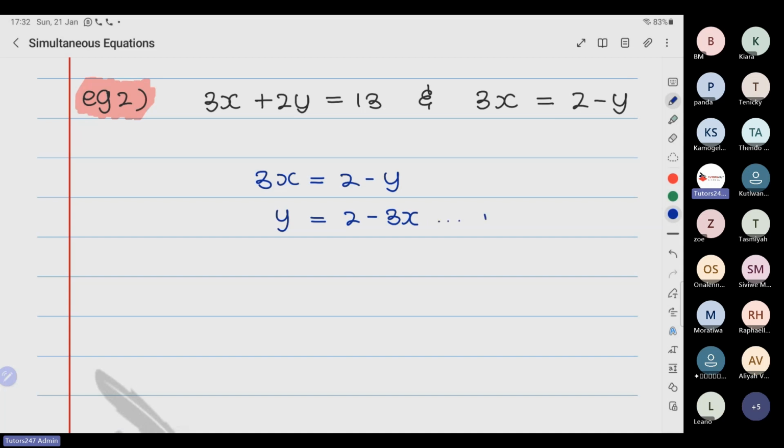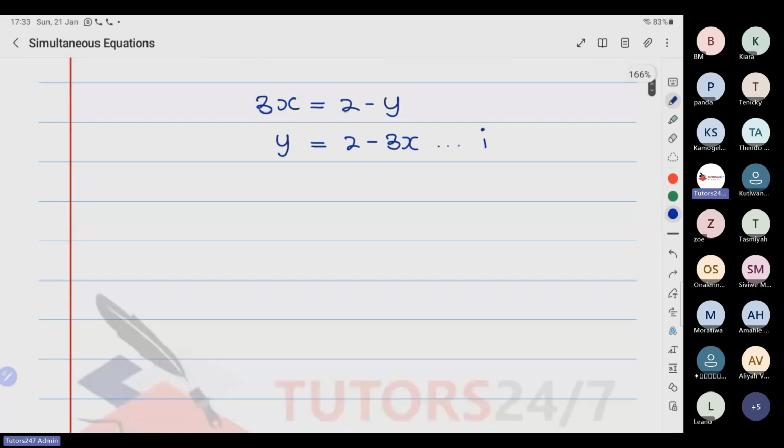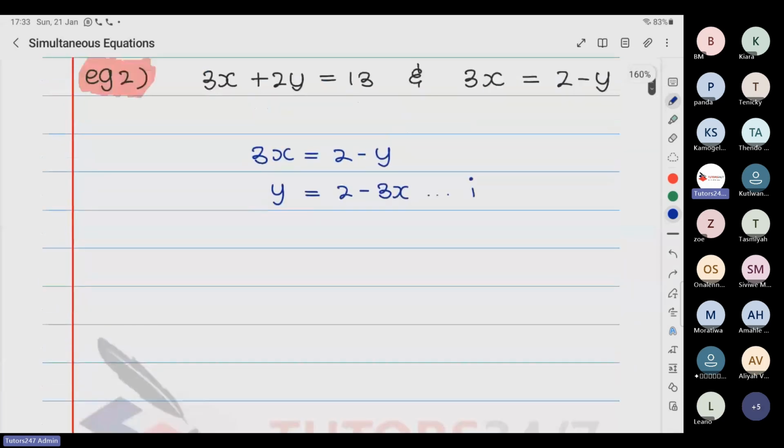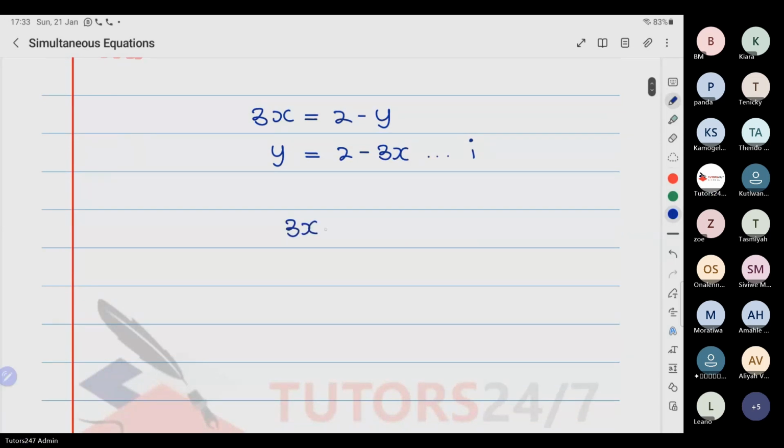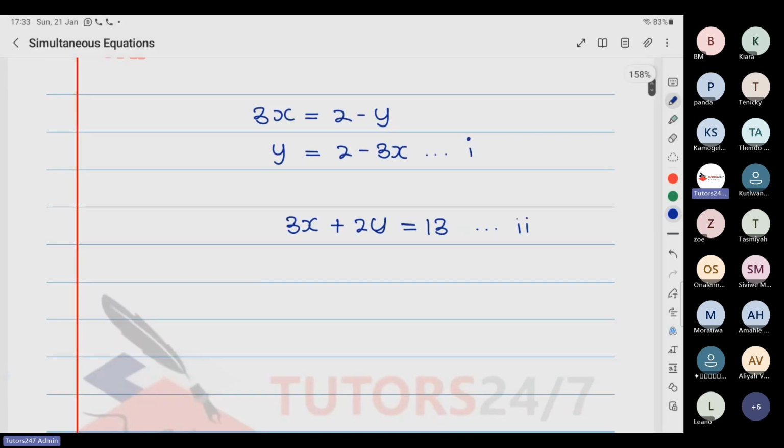I'm going to call this my equation 1. I'm going to take this equation 1 and substitute it into this, which we'll call equation 2. So here we have 3x plus 2y equals 13. We'll call this equation 2. You don't even have to call it 1 and 2. It doesn't really matter, as long as you know that you need to substitute one into the other, okay?